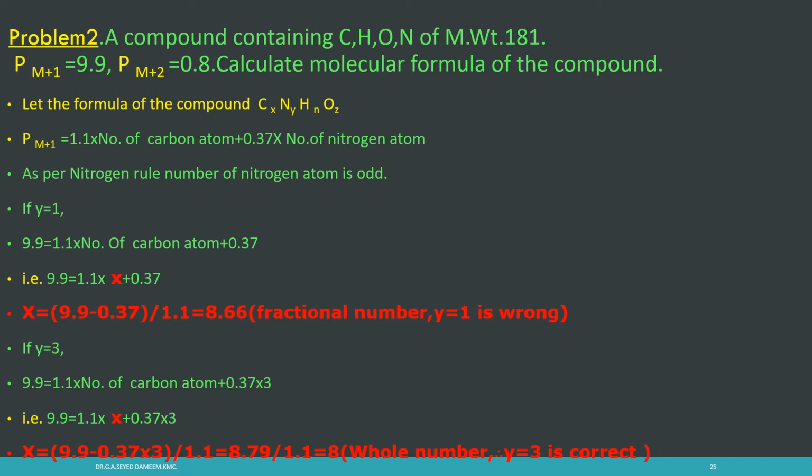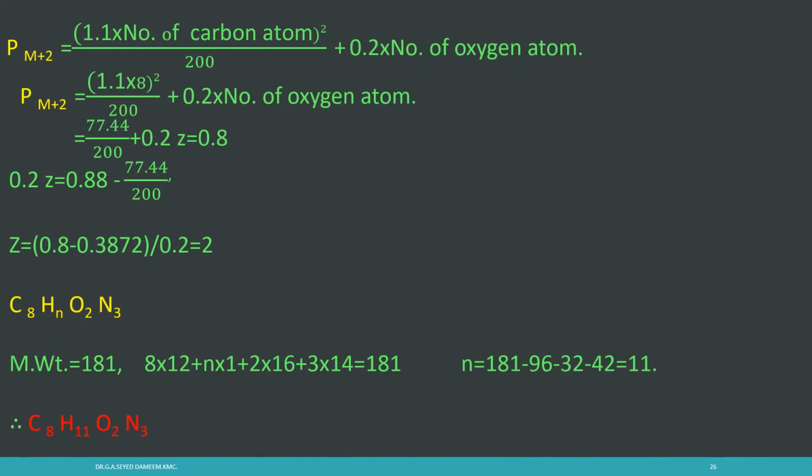Number of carbon atoms and number of nitrogen atoms, the formula is determined. To determine the number of oxygen atoms in the molecular formula, another theoretical formula is used, that is Pm plus 2 is equal to 1.1 into number of carbon atoms whole square divided by 200, plus 0.2 into number of oxygen atoms. By substituting the value of Pm plus 2 as 0.8 and number of carbon atoms as 8, we can calculate the number of oxygen atoms, that is Z is equal to 2. That is, the number of oxygen atoms in the formula is 2.